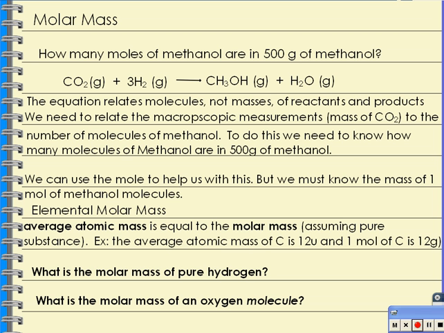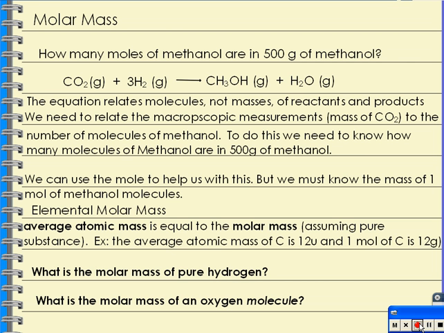Now, molar mass. The point of this section is to understand how molar mass relates to other things. In an example, let's look at how many moles of methanol there are in 500 grams of methanol. The equation for this is CO2 plus 3H2 yields CH3OH, which is the methanol, plus water. The equation relates molecules, but we're looking for mass. We have reactants and products, but we need to relate the macroscopic measurement, the mass of CO2, to the number of molecules of methanol.